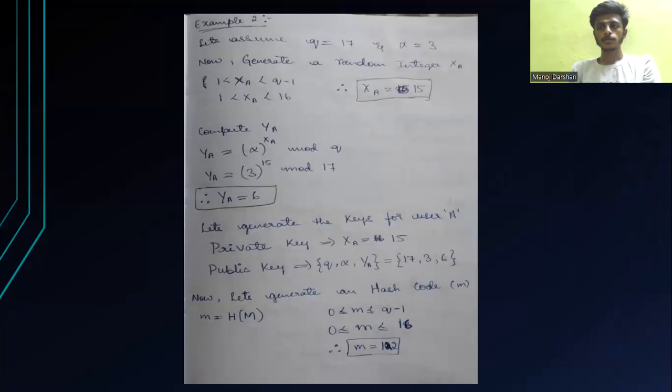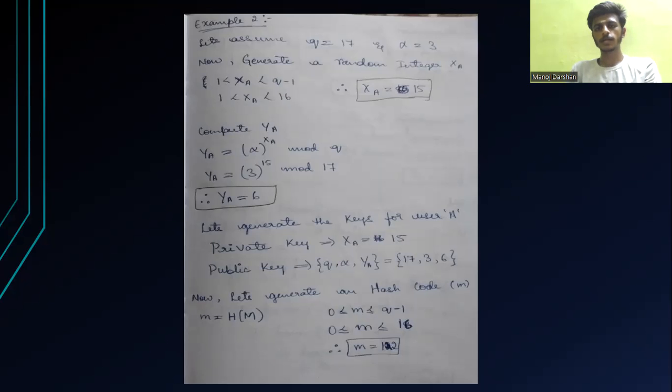In that example, we got that V1 is equal to V2, that is, the signature was valid. In this example, let us see what happens next. In this example, we are taking all the values that are different. Let's assume that q is equal to 17 and alpha is equal to 3.